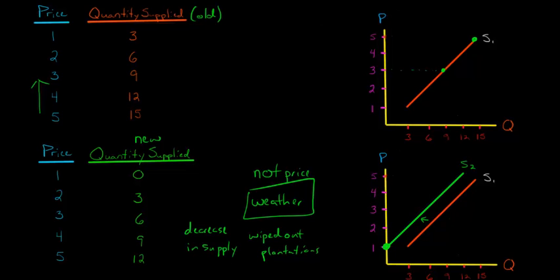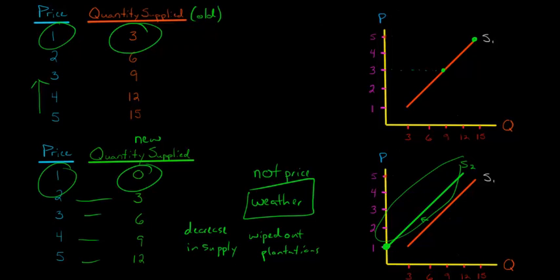Why do we have a whole new curve? Because at each price, the quantity that producers are willing to supply at that price is now different than before. So before, at a price of $1, quantity supplied was 3. Now at a price of $1, quantity supplied is 0, and so forth. Each price now has a new quantity supplied, so we need a whole new curve.